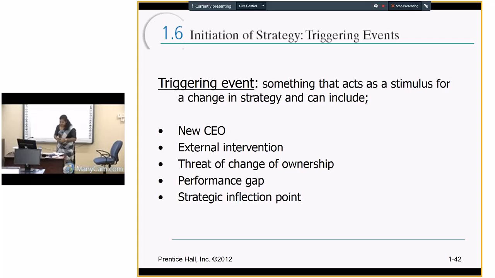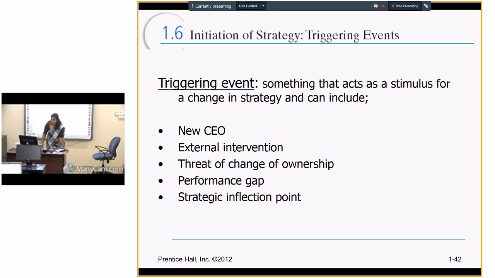And also the external intervention. What does it mean? The external intervention in the sense of the competitors' actions. When it comes to the competitors' actions, they might push us directly to change our given strategies. Yes, threat of change of ownership. If there are ownership changes, like a new CEO, new shareholders, new board of directors, they might go for a new direction. Like they might stipulate a new vision, new mission, new objectives.